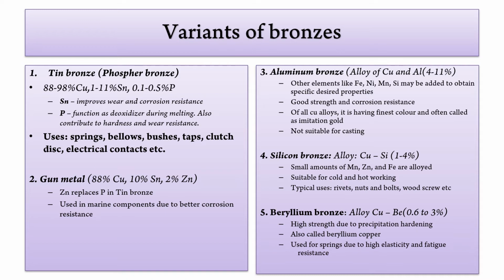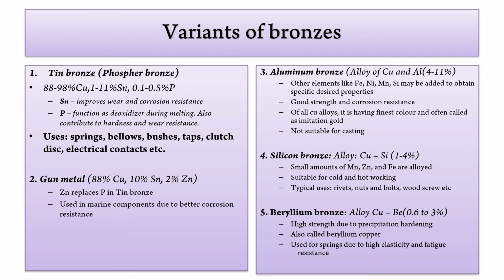The next is gunmetal. It has 88% copper, 10% tin and 2% zinc. Here the composition is somewhat the same as tin bronze. Apart from the phosphor, we are replacing phosphor with zinc. It's used in marine components due to its better corrosion resistance. Next we have aluminium bronze.